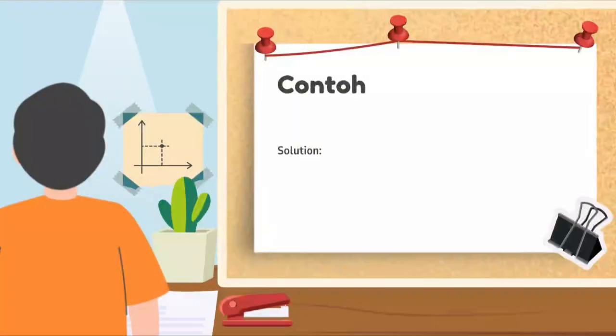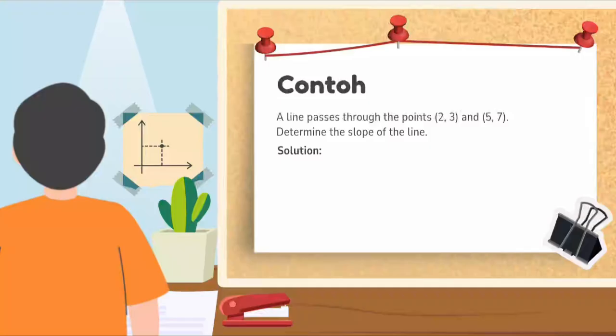For example, a line passes through the points (2, 3) and (5, 7). Determine the slope of the line. To solve this problem, we simply substitute the coordinates into the slope formula. So, m equals y2 minus y1 divided by x2 minus x1.